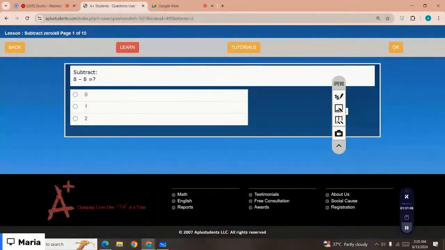Okay, the first one is 8 take away 8. So which is the correct option? So 8 take away 8 means subtracting a number from itself, right? And subtracting a number from itself always makes 0. So whatever number it is, if you are subtracting it from itself, the answer is always 0. So 8 take away 8 is 0. Option number 1 is the correct option.